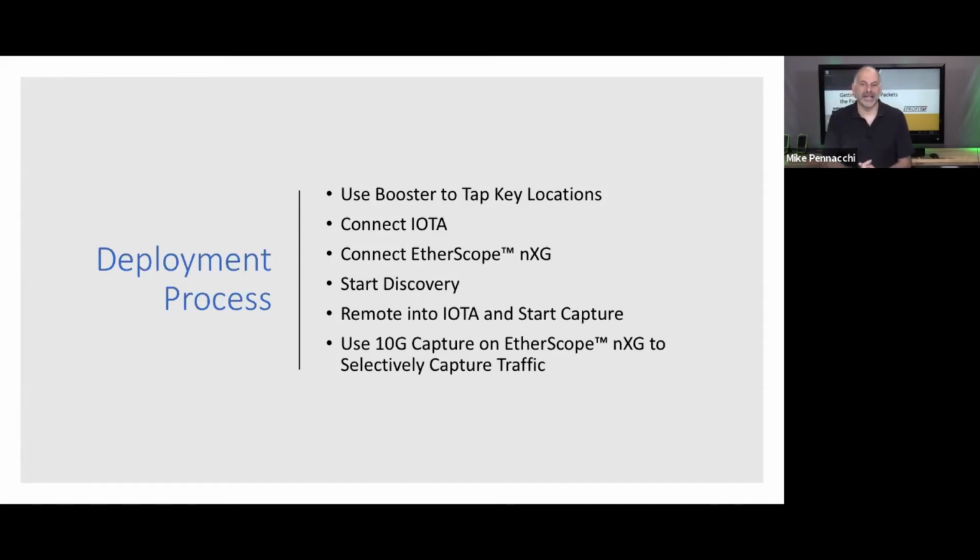Then I'm going to connect up my Etherscope NXG. I'm going to start discovery, because here's the thing. If we don't know the addresses for devices, if we don't know what their MAC address is, their IP address, it's going to make analyzing that traffic and making sure we got the right packets the first time much more difficult. Then I'm going to remote into the IOTA, using the Etherscope NXG, and start capture. And then we're going to take a look at using the 10 gig packet capture capability here.